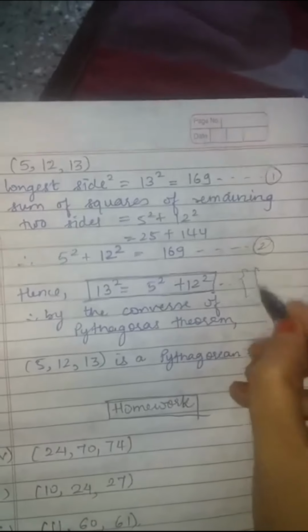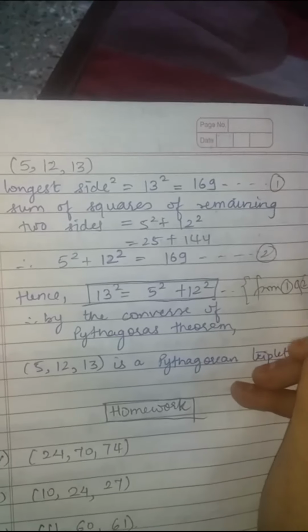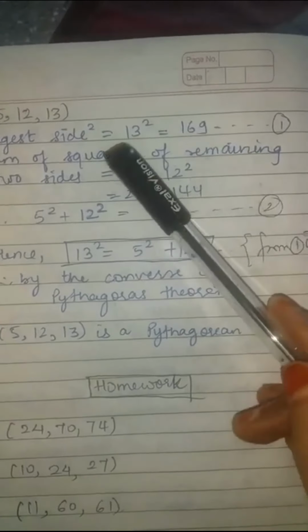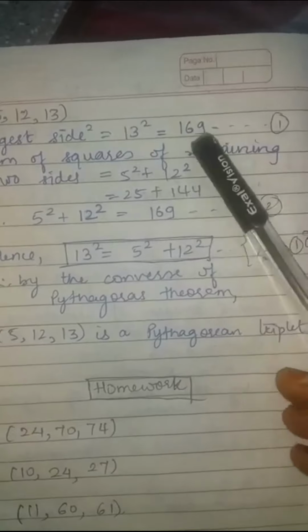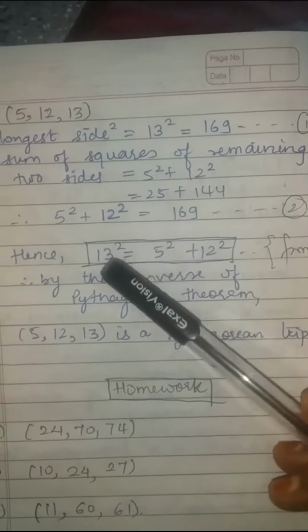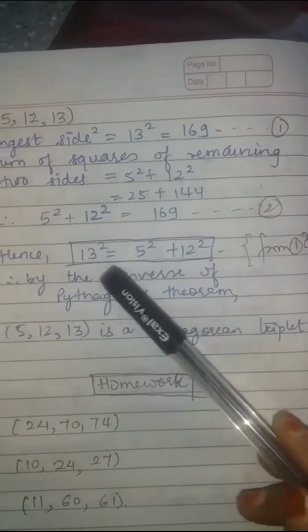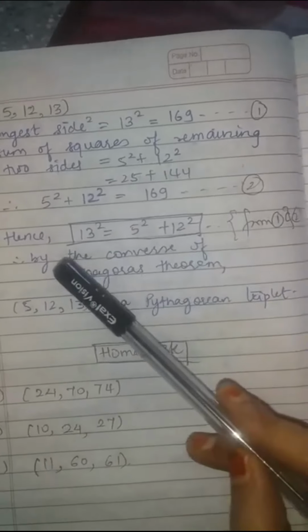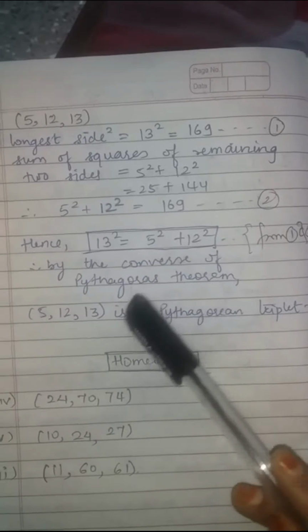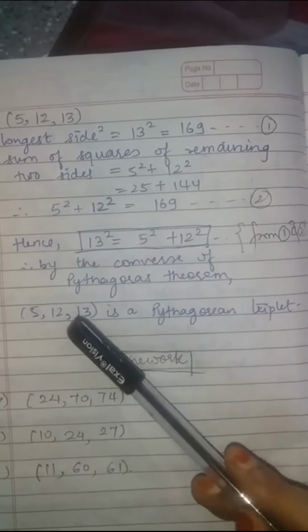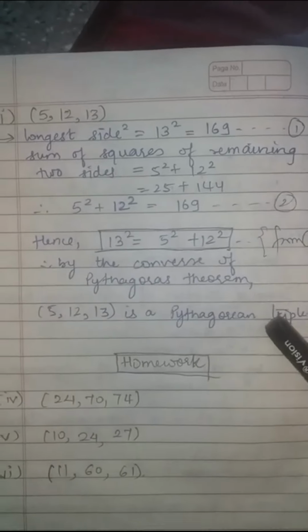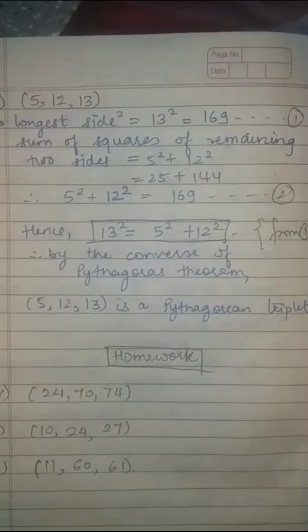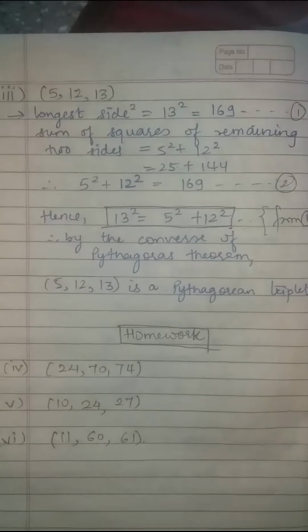So from 1 and 2, what are we getting? We are getting that both the values are equal to 169. So we can say that from 1 and 2, 13 square is equal to 5 square plus 12 square. Therefore, by the converse of Pythagoras theorem, 5, 12, 13 is a Pythagorean triplet. So by now you will be able to solve this kind of question where we want to check whether the given triplet is a Pythagorean one or not.